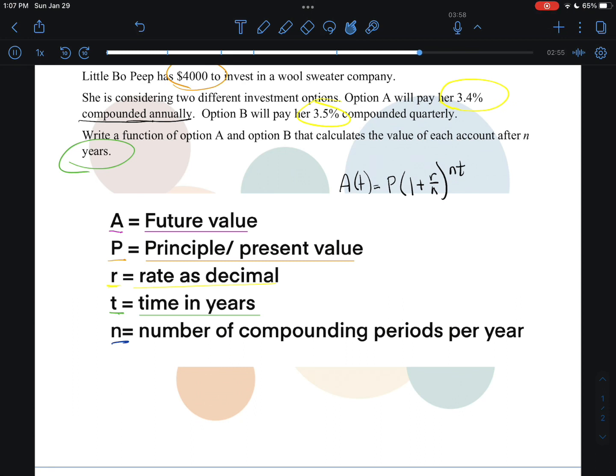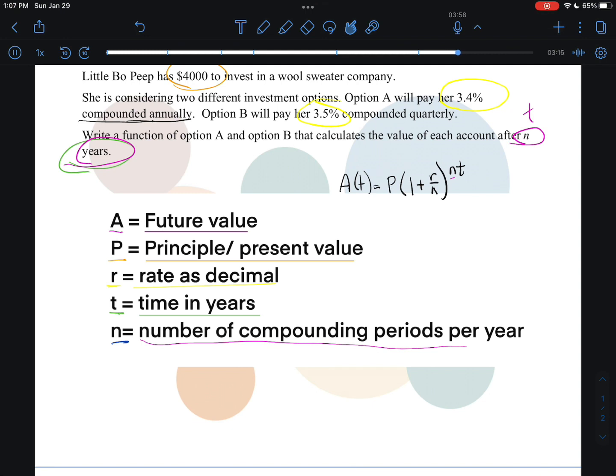Where the question gets a little bit confusing is they're asking me to find this. I'm just going to use a different color here. They're asking me to calculate the value of each account after n years. Normally, I would think of years in terms of t, and I would think of n as my number of compounding periods per year.